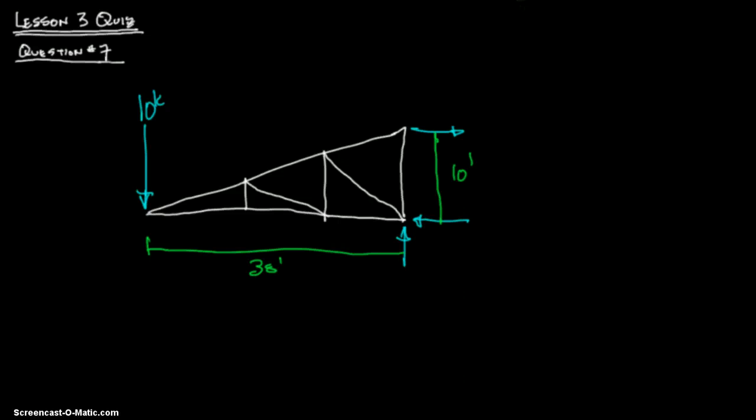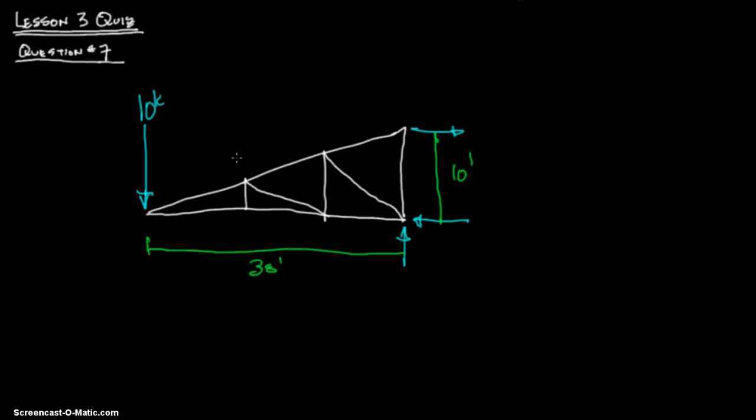Welcome to General Structures 2 and Lateral Forces, Lesson 3 quiz, question number 7. It says, select the correct statement about the cantilever truss shown above. I have recreated that truss, and hopefully I did it correctly. Let's take a quick look at what we know about this truss before we look at any of the answers. And there's a few things you can do.